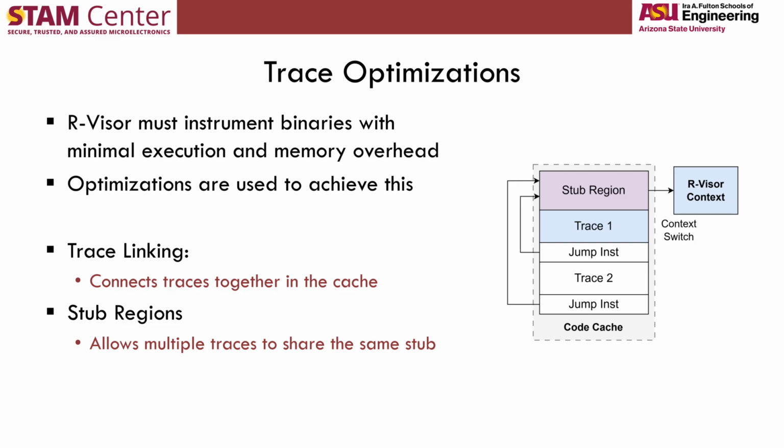Since the stub code is similar for most traces, we store the stub code within a centralized location inside the code cache, and we terminate each trace with a jump instruction to that stub region. So this effectively reduces the amount of stub code that we place within the code cache and reduces the total memory overhead of R-Visor.